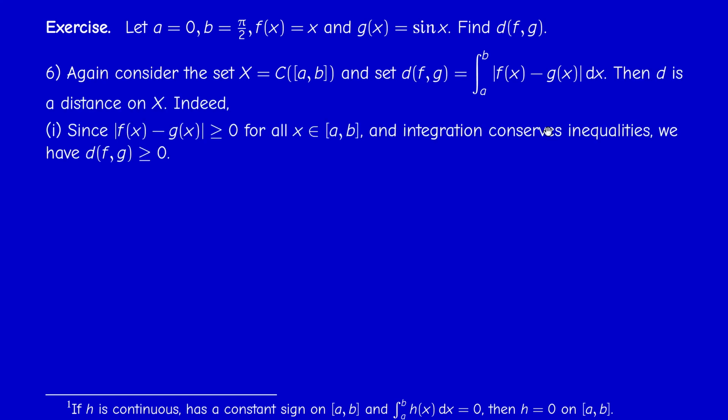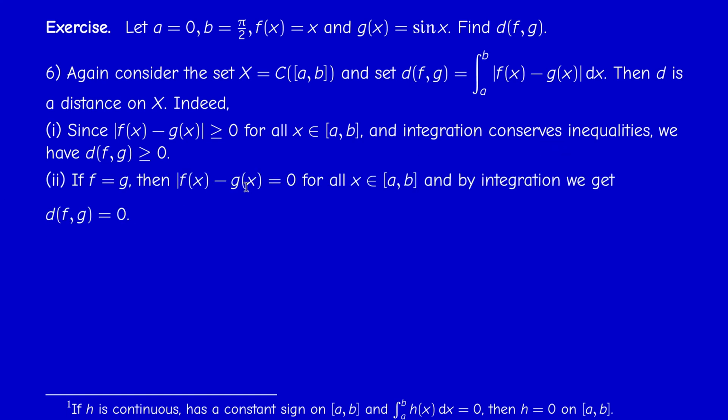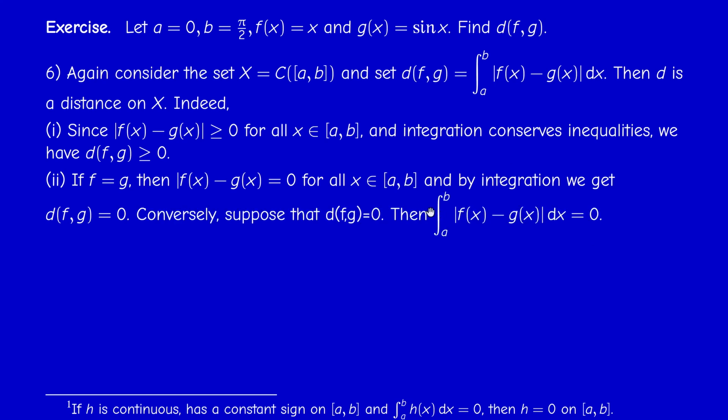Why? First property, trivial, non-negative, because the absolute value is non-negative. So when we integrate, we know that integration conserves inequalities, so we get something non-negative. And now we split into two parts. If f equal to g, then the absolute value of f of x minus g of x is 0. So when we integrate, we get 0, because the integral of 0 is 0. And conversely, if the distance between f and g is 0, then the integral is 0.